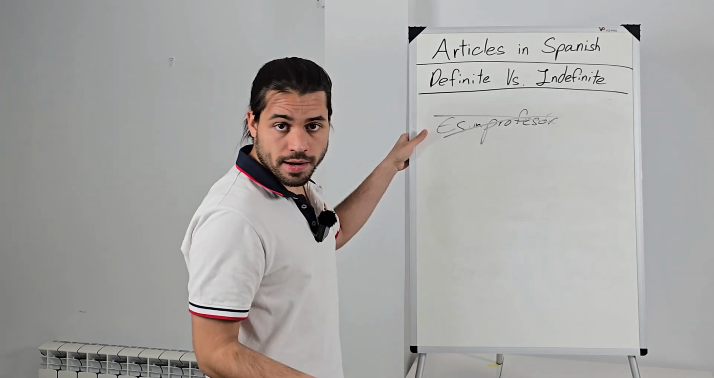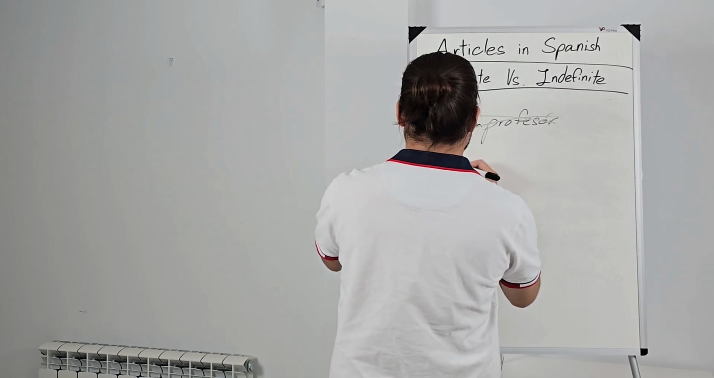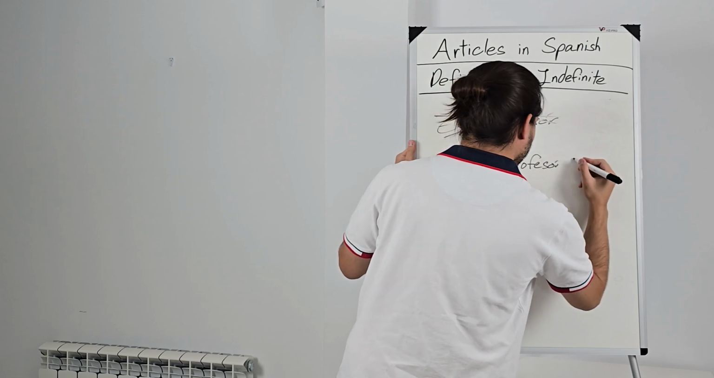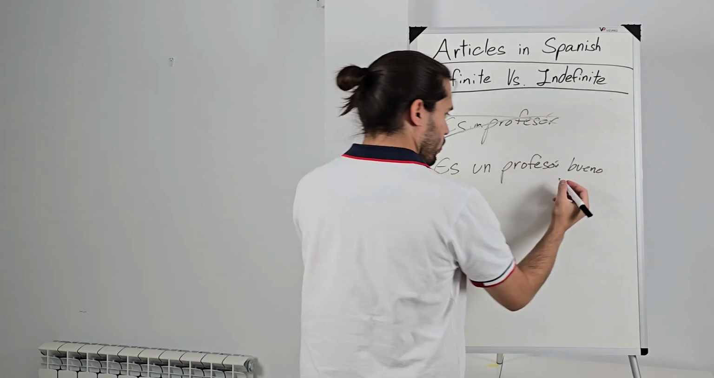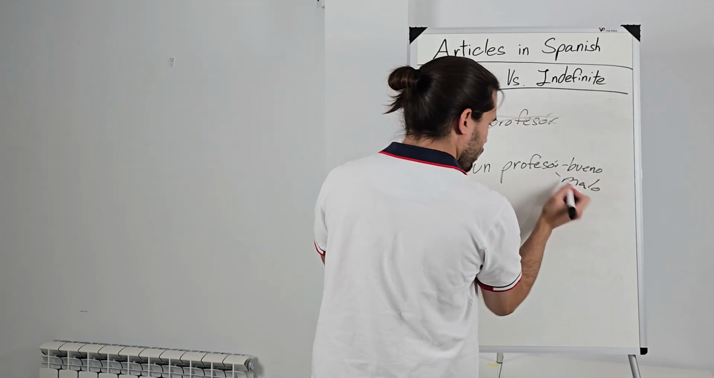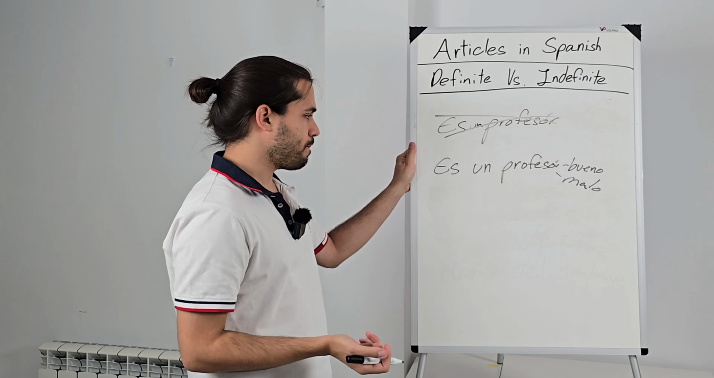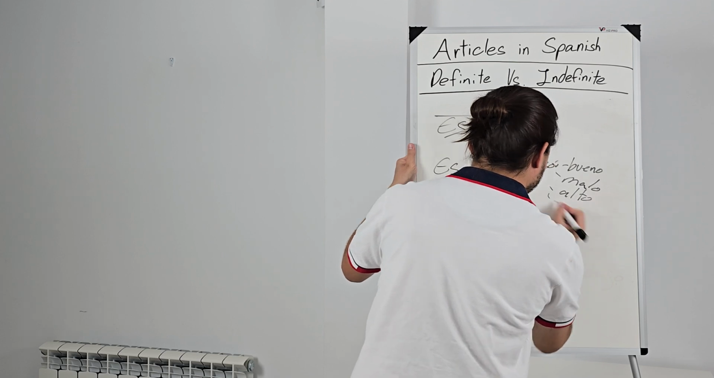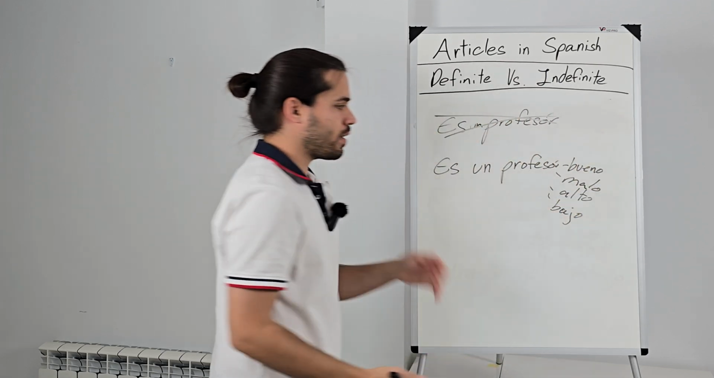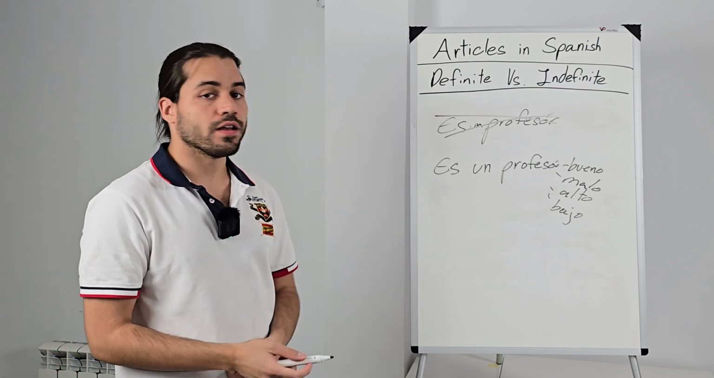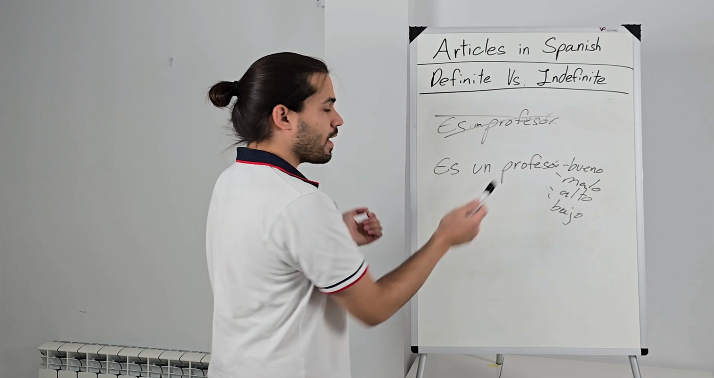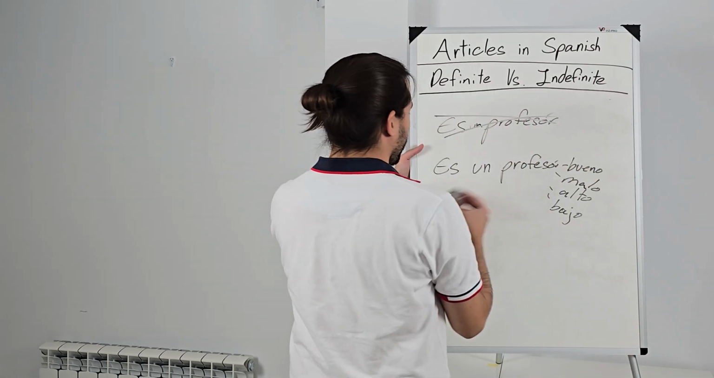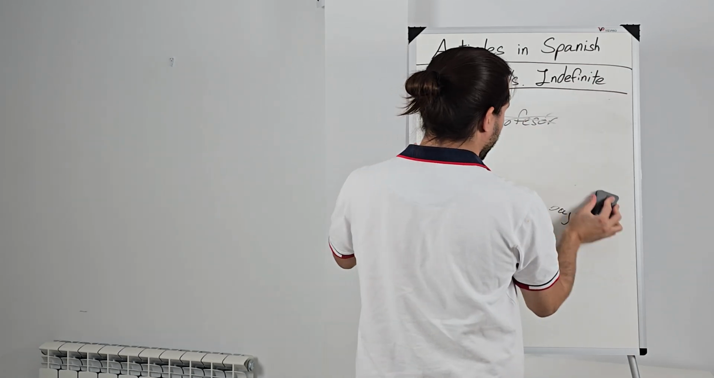But if you follow it by an adjective, i.e. a descriptive word, you could put, for example, es un profesor bueno. Es un profesor malo. Es un profesor alto. Es un profesor bajo. You know, whatever descriptive word you want to say, whether the professor is good, bad, tall, short, that's when you would put the article, right? So again, if you're talking about a profession, you would not include that.